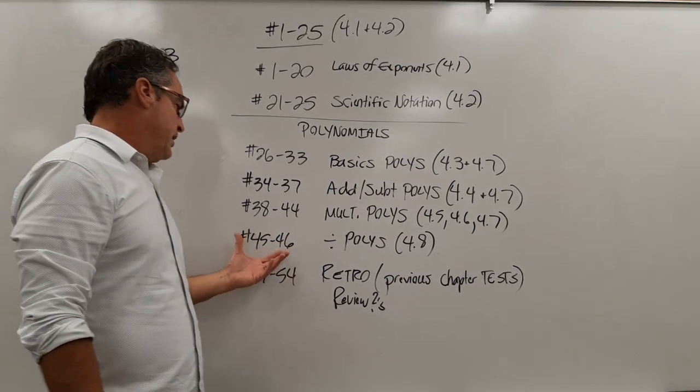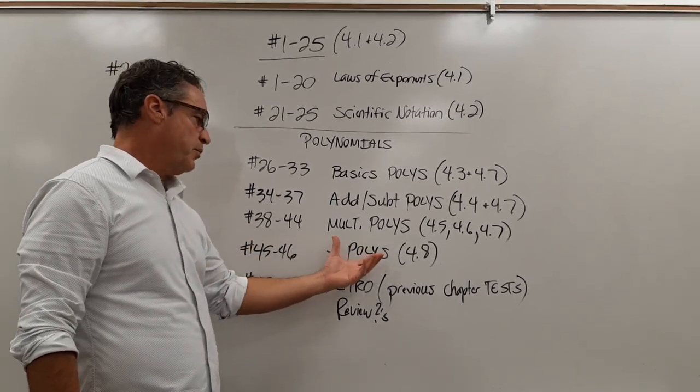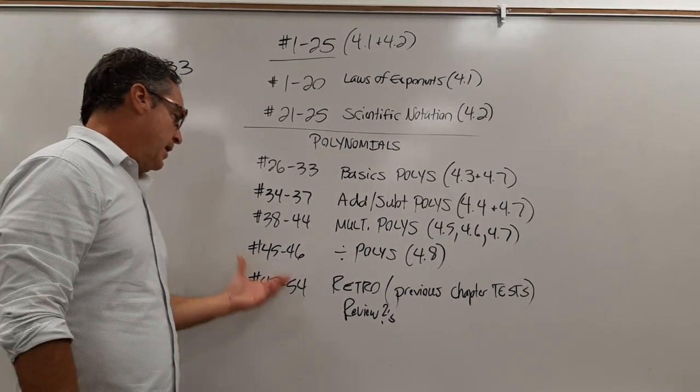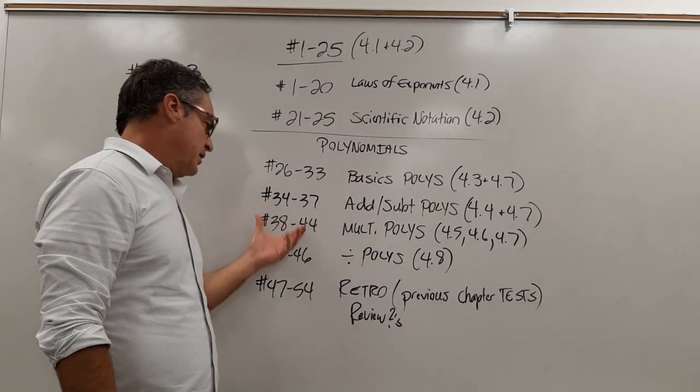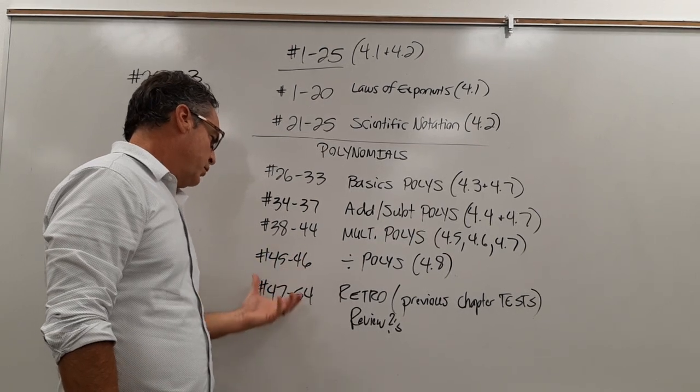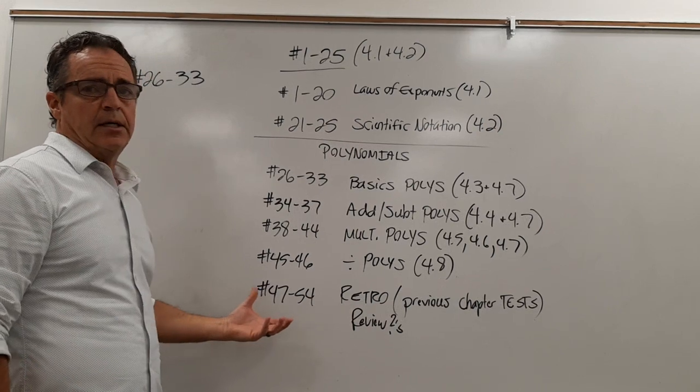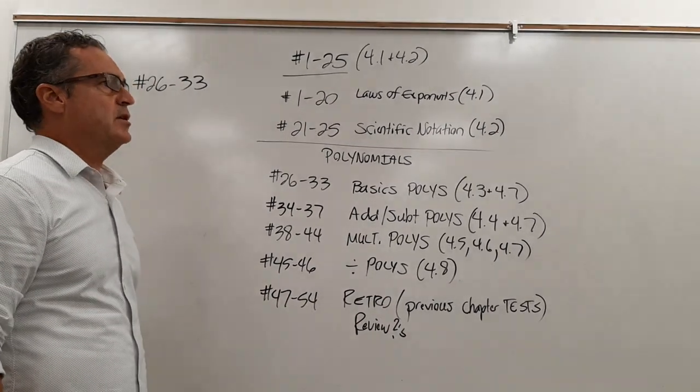And then we just have 2 problems, 45 and 46, in division of polynomials. There's a small representation of that on the test. And then we will, after we take a little break in between multiplication and division, go over the review questions. And there are 8 of them, to get you prepared for the retro questions on the test.